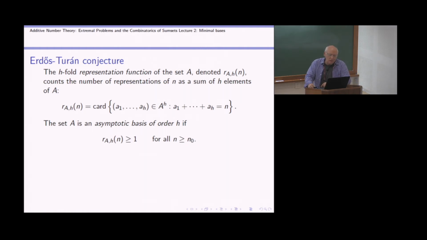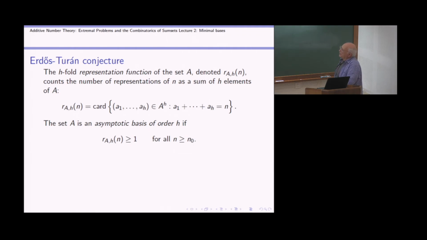So there's something we can call the representation function. R_{A,h}(n). So you set A of integers, h is a fixed positive integer, and this counts the number of ways you can write n as a sum of h elements of A. And you can define different representation functions depending on whether or not you care about the order. It's not an essential difference. So this is now simply just the set of h-tuples of elements of A which sum to n. So you're counting the number of representations of n.